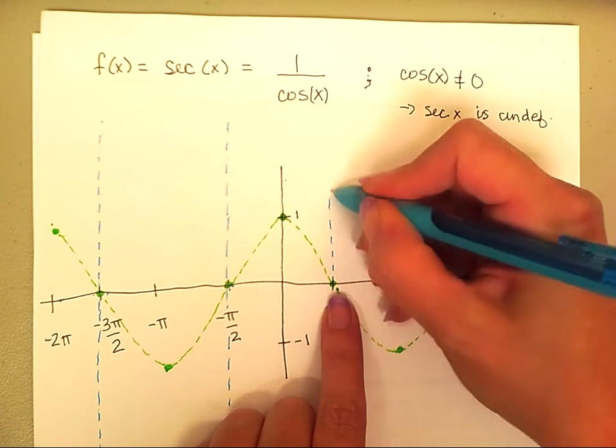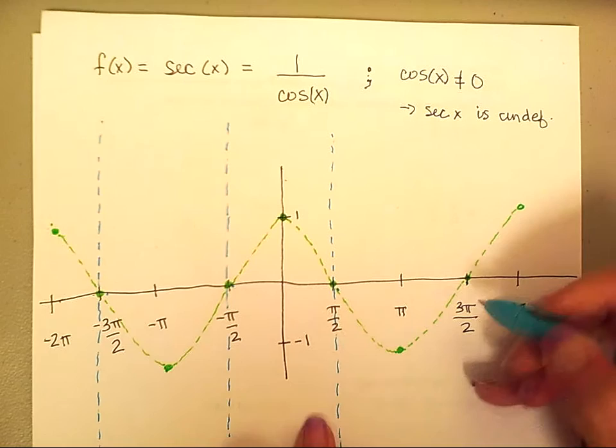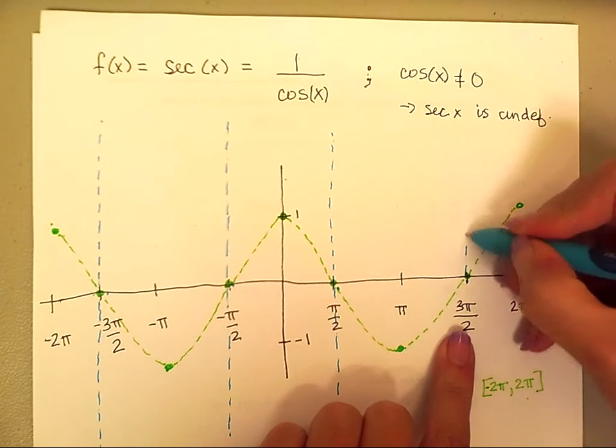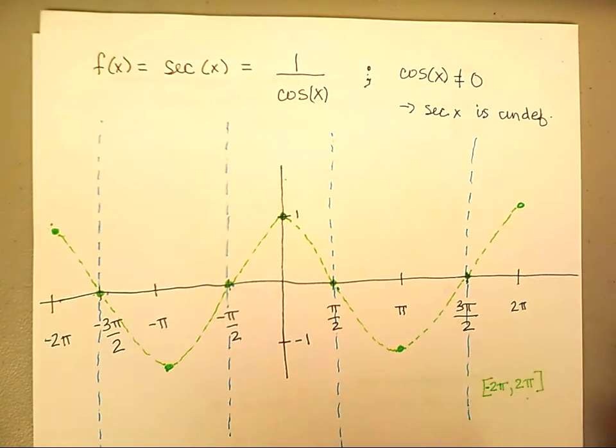Let's see, it also crosses the x-axis here, meaning that the cosine is 0. So now I'm done with the prep work, okay? And now we're prepared to actually graph the secant, okay?